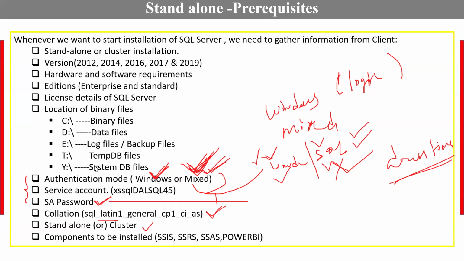Assume you created a fresh instance and there is no database. Then it's very easy to change the collation. Assume you already created a database. You started creating the databases and applications started using the databases. If I wanted to change the collation in that situation, it's very tough for us.